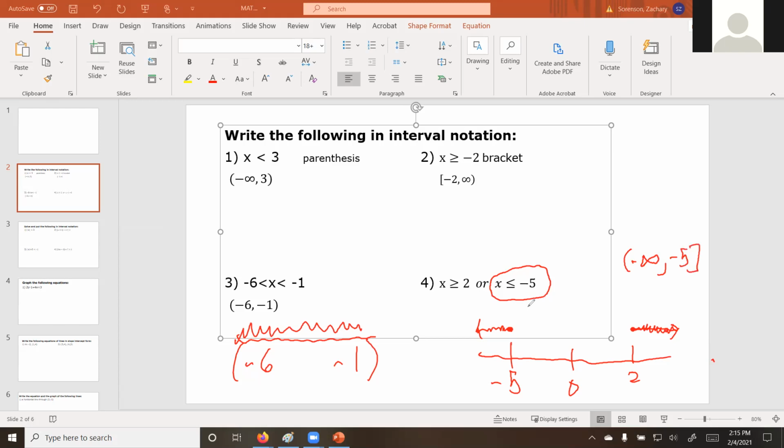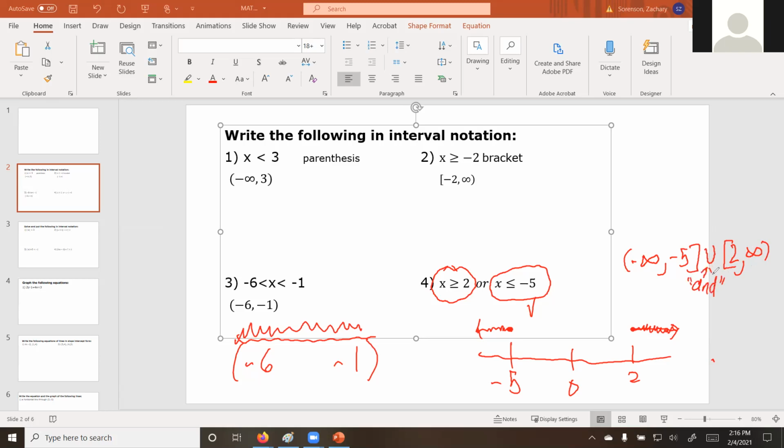Great. So I've done this part. How do I describe this guy? Bracket 2, and then infinity. Perfect. And then the only thing that we're missing is that x can be less than -5, x can be greater than 2. And so we use this math symbol to essentially say and, or I guess in our question, or.